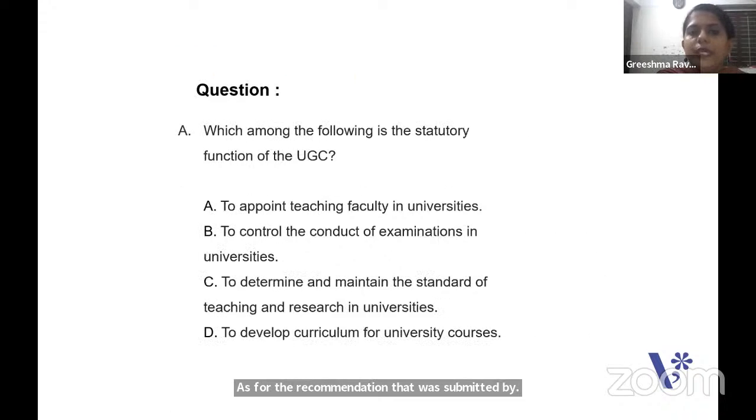So which among the following is the statutory function of UGC? To appoint teaching faculty in universities, to control the conduct of examinations in universities, to determine and maintain the standard of teaching and research in universities, to develop curriculum for university courses.